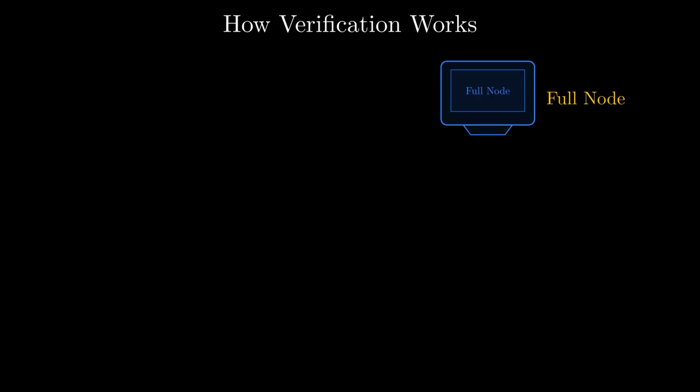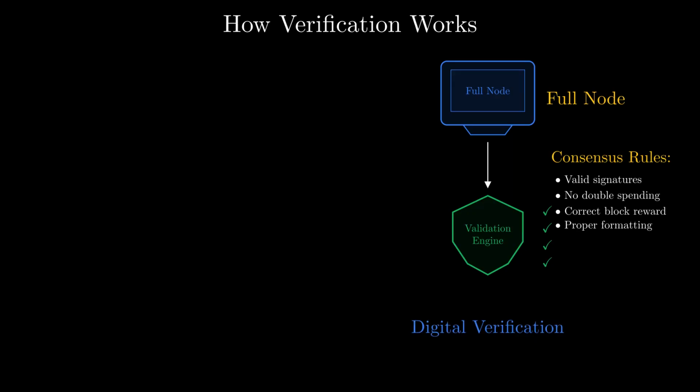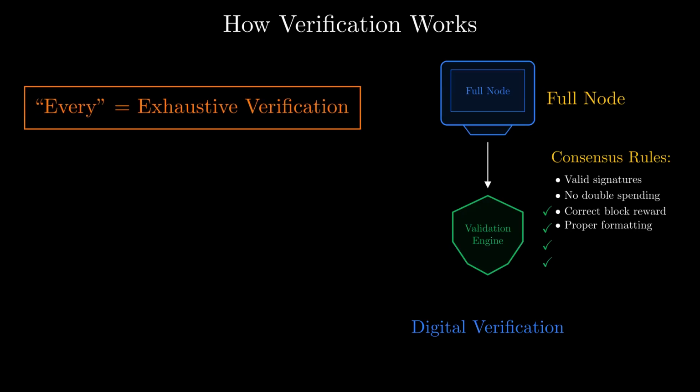A full node is a program running on your computer that downloads every block ever added to the Bitcoin blockchain and checks every confirmed transaction against every consensus rule. Consensus rules are the complete set of rules determining what counts as a valid Bitcoin transaction or block. The word every matters. This isn't sampling, it's not spot checking, it's exhaustive verification of the entire transaction history.